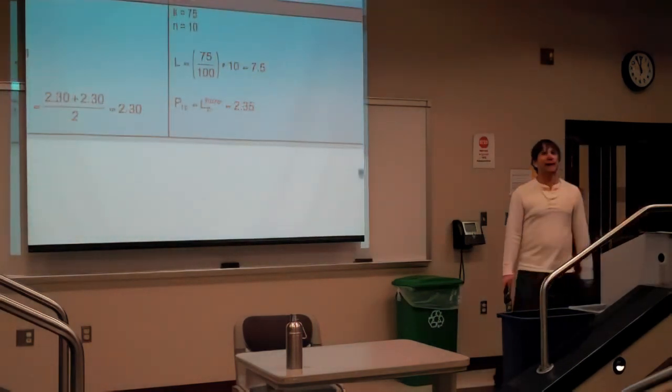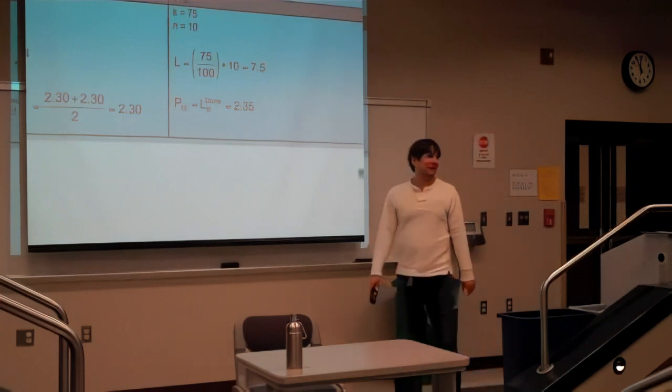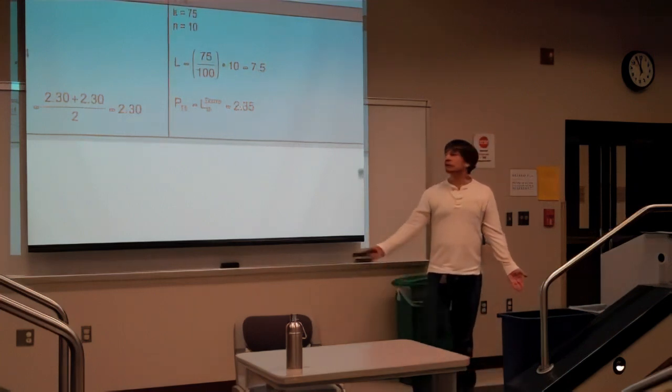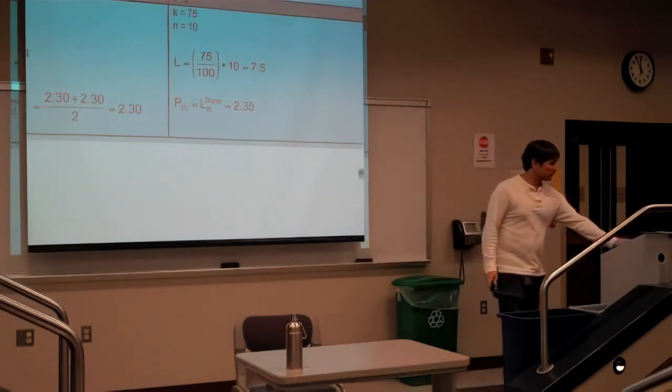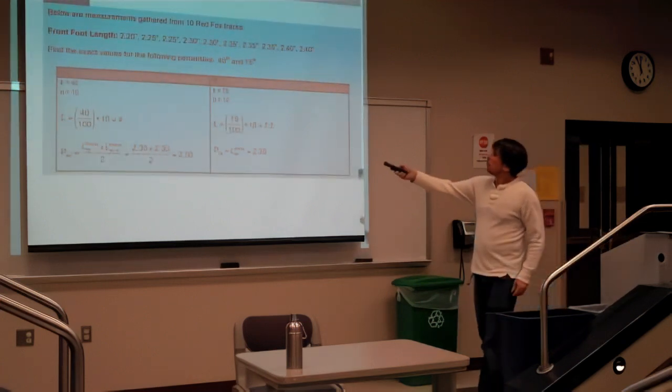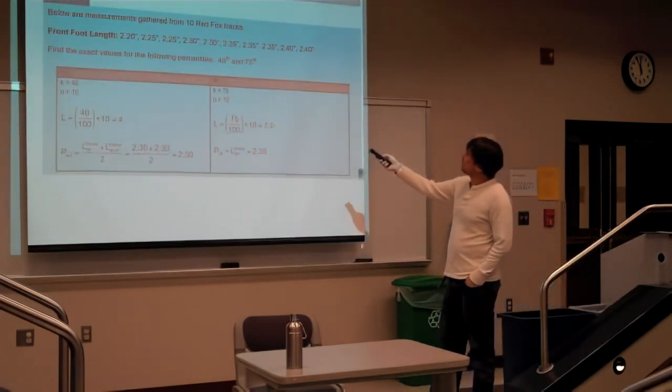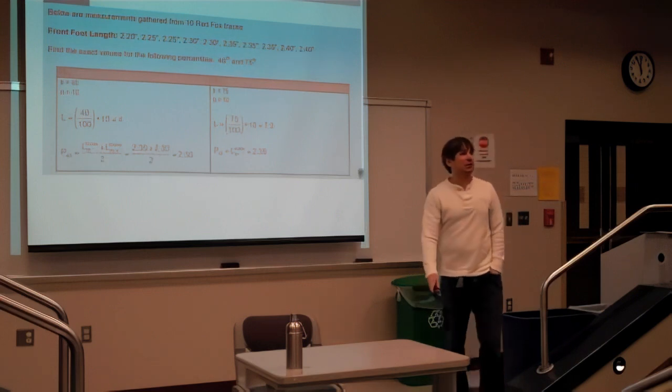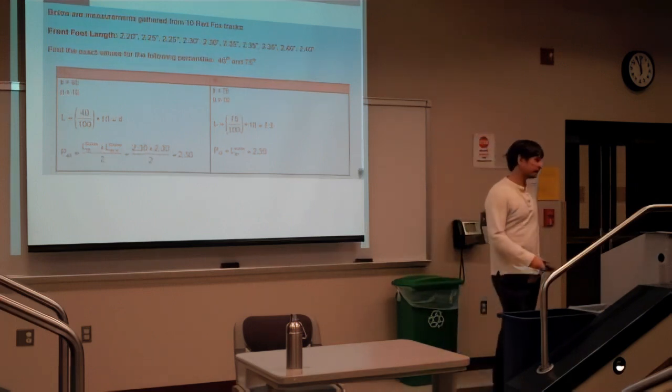So 7.5 rounded up becomes 8. So now all we do is we find the 8th score. So we just count. 1, 2, 3, 4, 5, 6, 7, 8. My 8th score is 2.35.